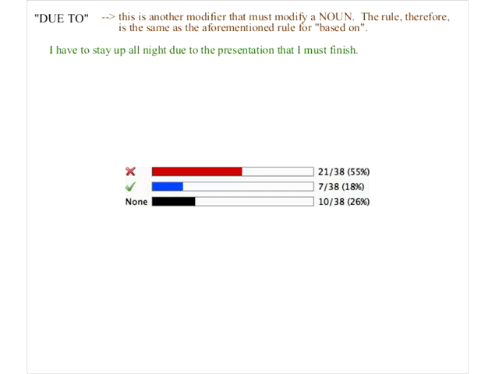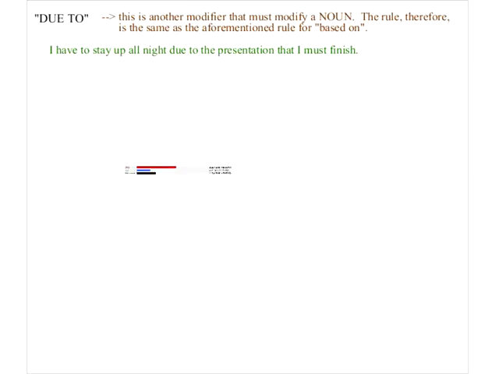Here are your statistics. Again, the crowd is correct. This is incorrect. This is not right. Who can explain why in the text box? What does the rule say, and why doesn't it make sense? Here's your modifier. Let me give you some hints. Presentation can't modify anything because presentation is a noun. Due to the presentation, what does the rule say? The rule says due to has to point to a what? It has to point to a noun.